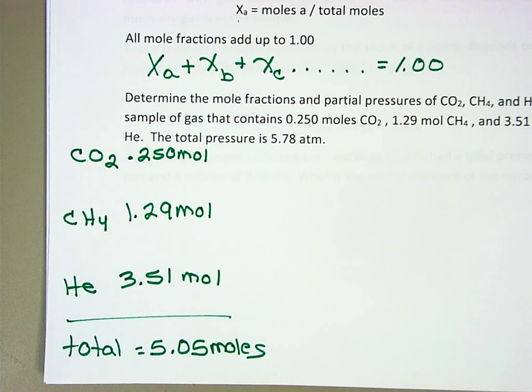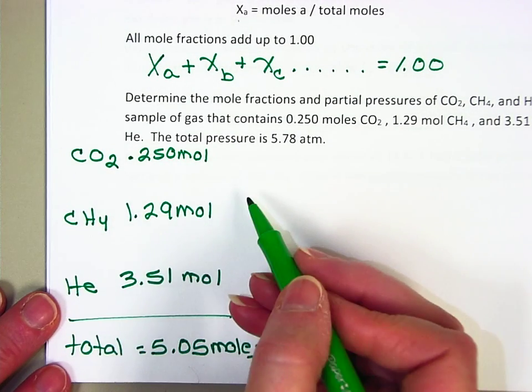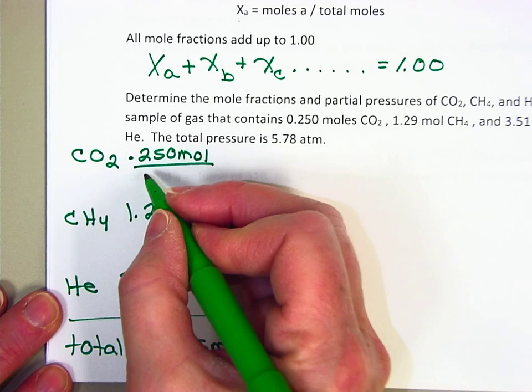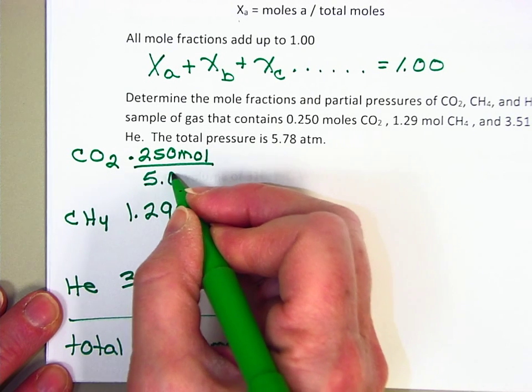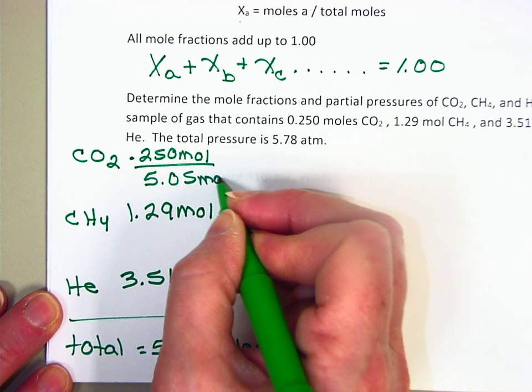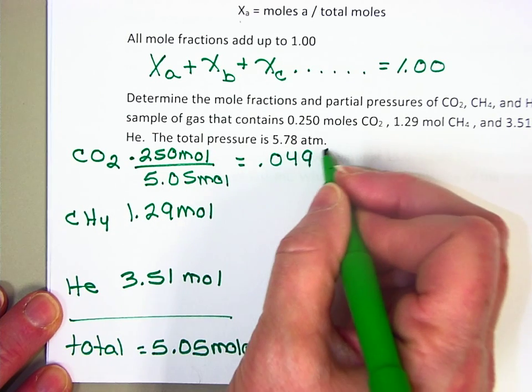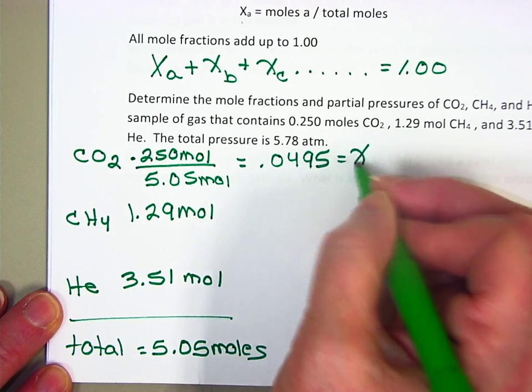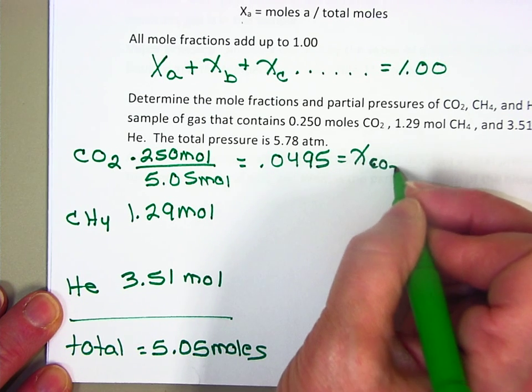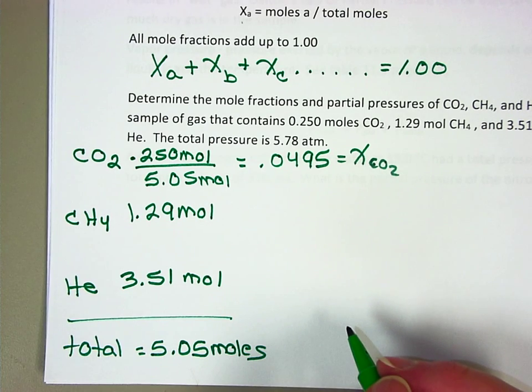So now, if I know the total number of moles, I can calculate the mole fraction of each of these gases. So carbon dioxide, I have 0.250 moles. I'll divide that by the total, 5.05, and that is equal to 0.0495 is my mole fraction, and we call it X. So it's my mole fraction of carbon dioxide.